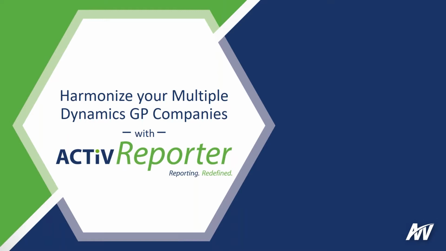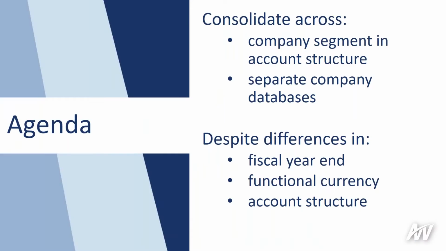Like Tim said, today we're going to focus on reporting in multi-company environments. We're going to talk about the two different ways that you can have a multi-company environment in Dynamics GP. Those two ways are: you can use a segment in your account structure to delineate separate companies, or you can have separate company databases in GP so that you have to flip between one company or the other to do work in either one.